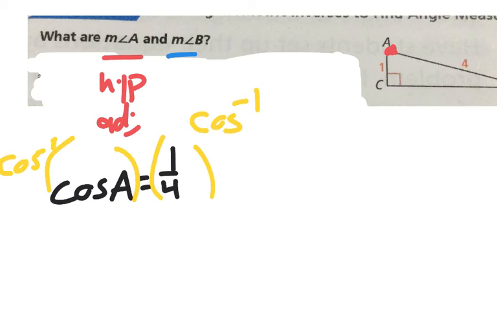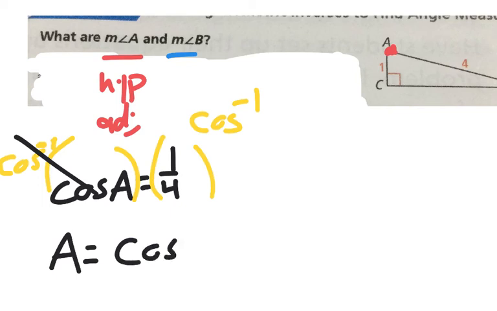On both sides. So it looks like cosine to the negative first power, but we call it an inverse cosine. So now inverse cosine of cosine gives me a value of A. Then on the right side, I have to take the inverse cosine of 1/4. And so you'd have to put this in your calculator.